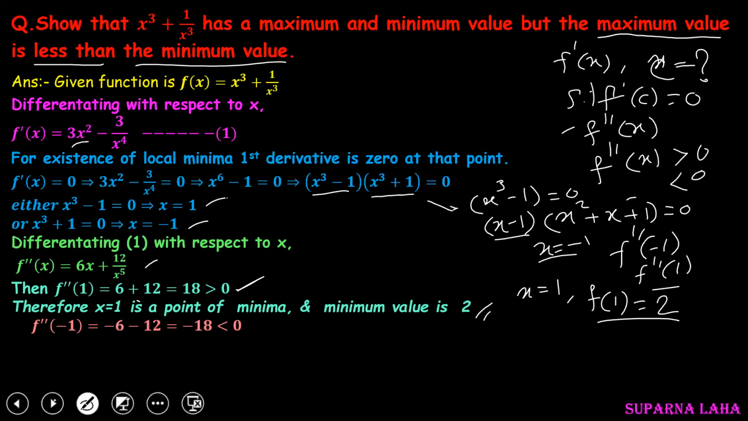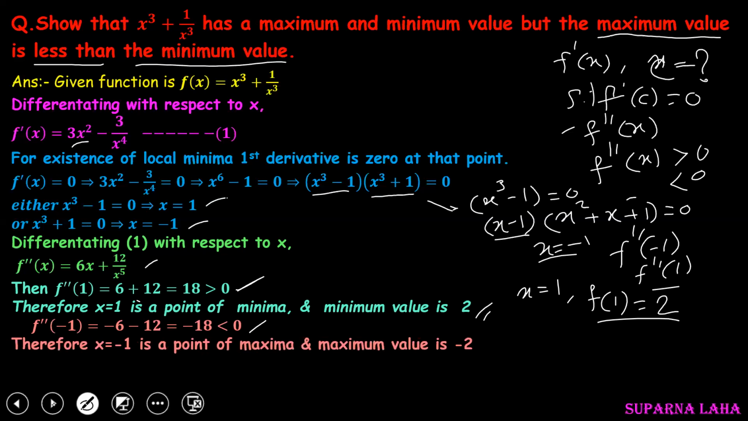Now put x equal to minus 1. You will find this is minus 18, that is less than 0. Then at x equal to minus 1, the function has maximum value. Put x equal to minus 1 and the function f(minus 1) is given by minus 2. So look, the minimum value is 2 and the maximum value is minus 2.